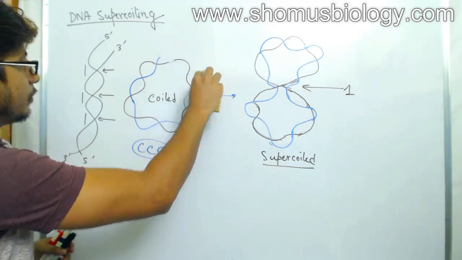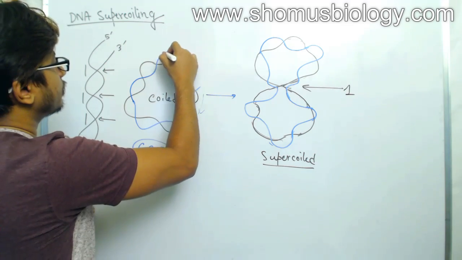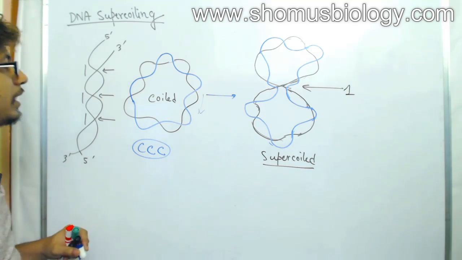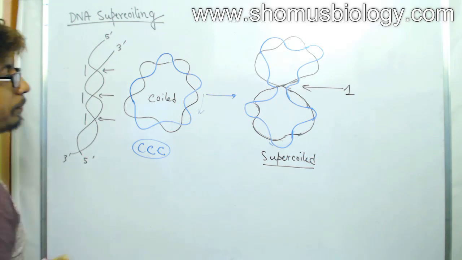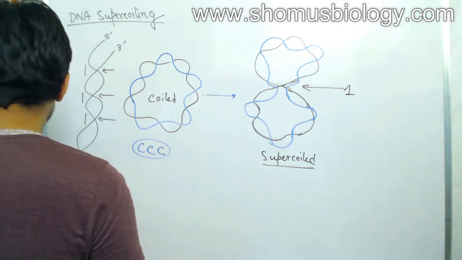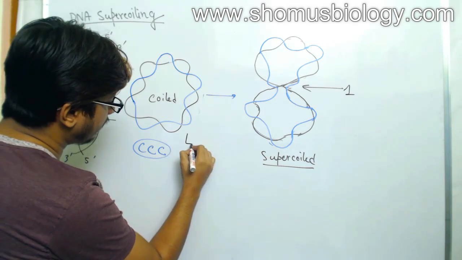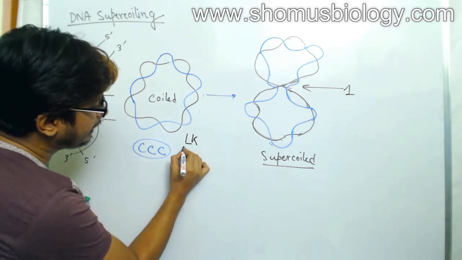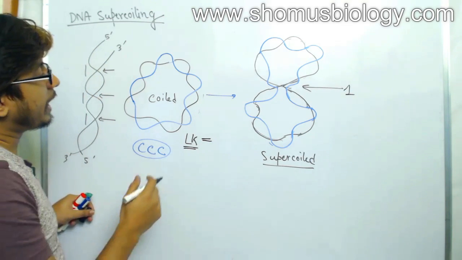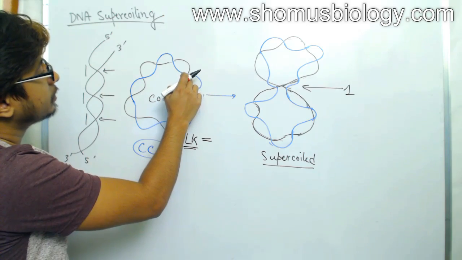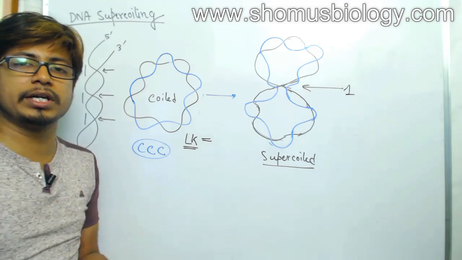Let me draw this picture as it was earlier. It was like this. So if you look at the structure of the relaxed DNA, try to imagine one important thing here, that is the concept of linking number. What is linking number, or L? Linking number is the number of times you need to cut one strand that will allow the separation of both the strands of the DNA.